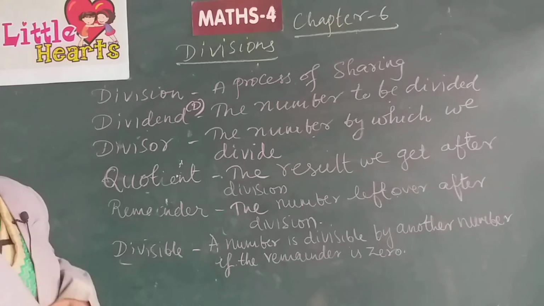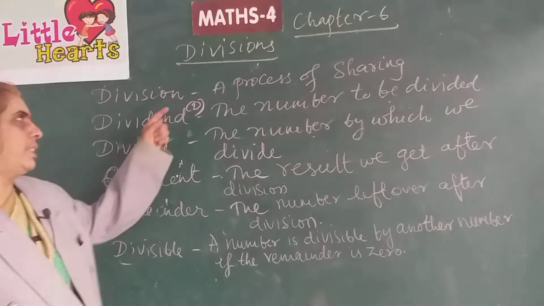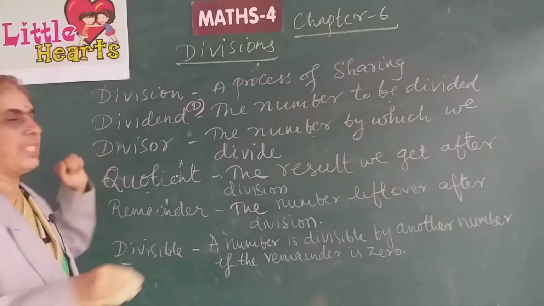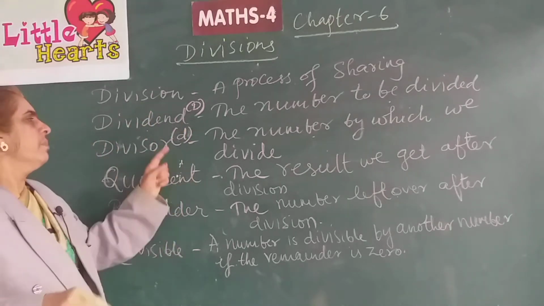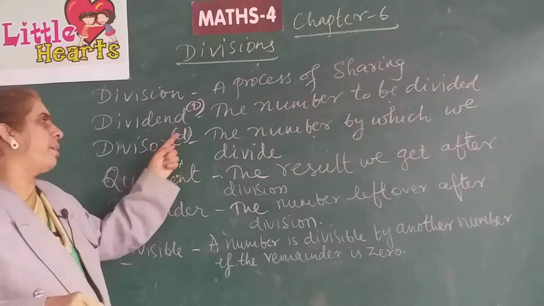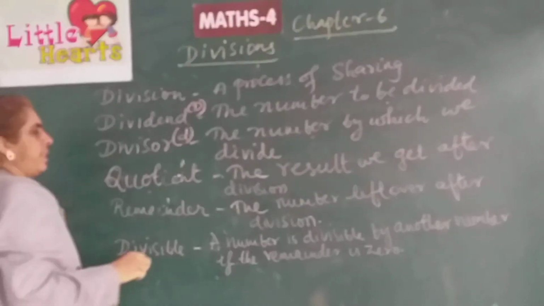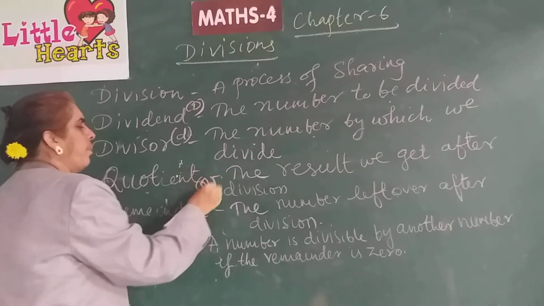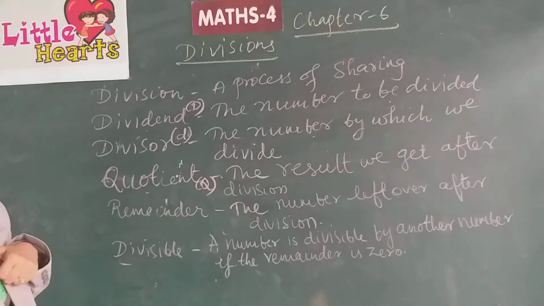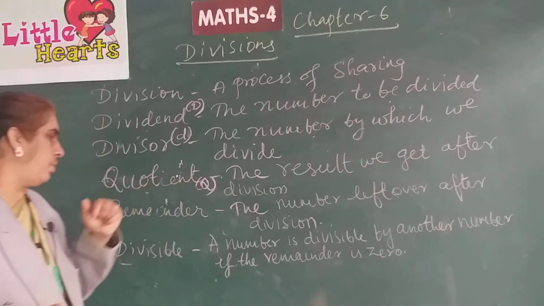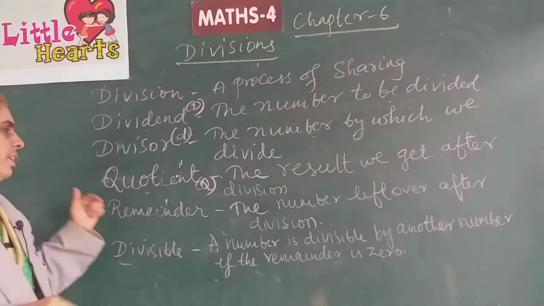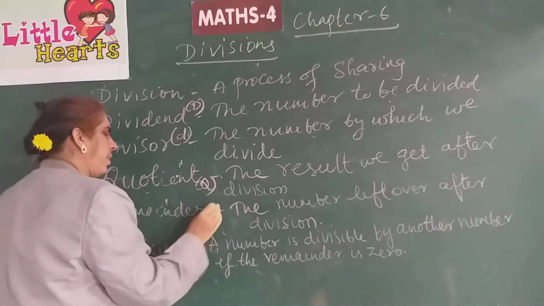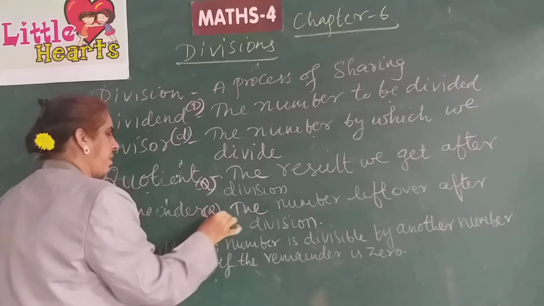Dividend, the number to be divided, denoted by capital D. Divisor, the number by which we divide, denoted by small d. Quotient, the result we get after division, denoted by Q. Remainder, the number left over after division, denoted by R.